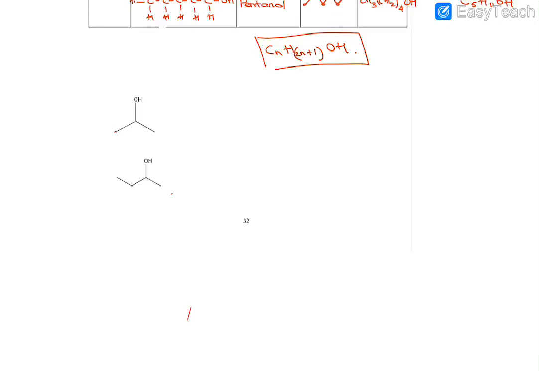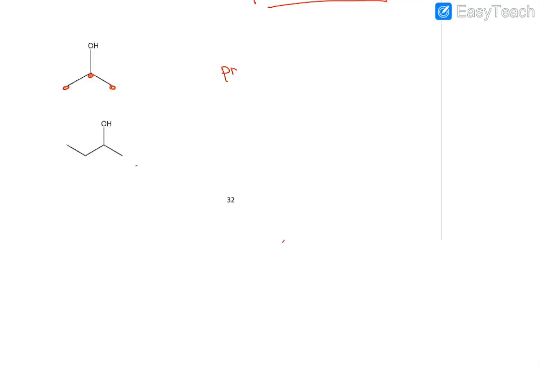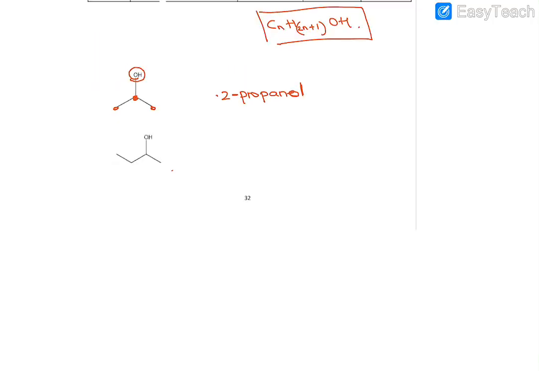So 1, 2, 3 carbons, so that's going to be propane. Okay, and then you have the OH, which is bonded to the second carbon. So this is propanol, and the OH is bonded to the second carbon, so 2-propanol. Or you can also write propan-2-ol. This is also acceptable. Sometimes you'll see propan-2-ol, sometimes you'll see 2-propanol.